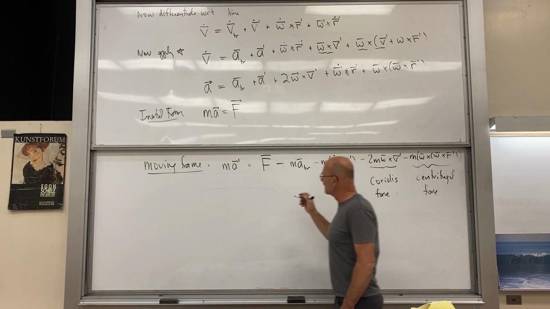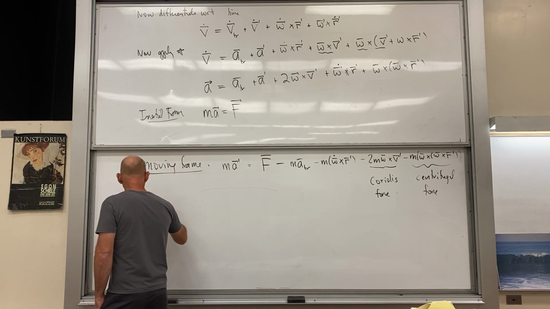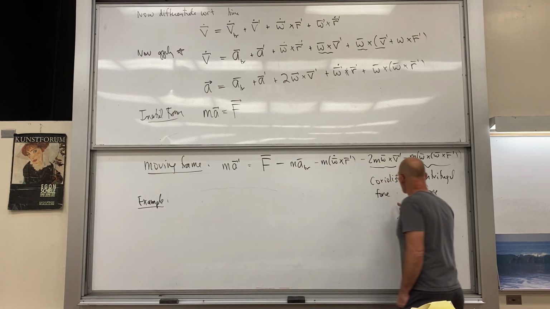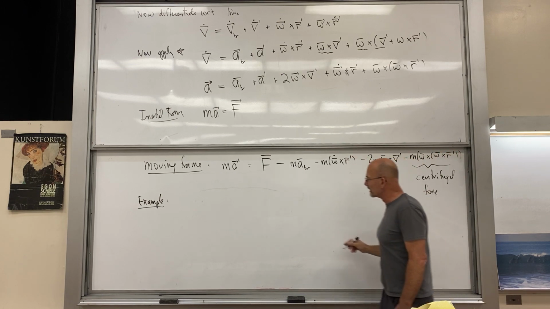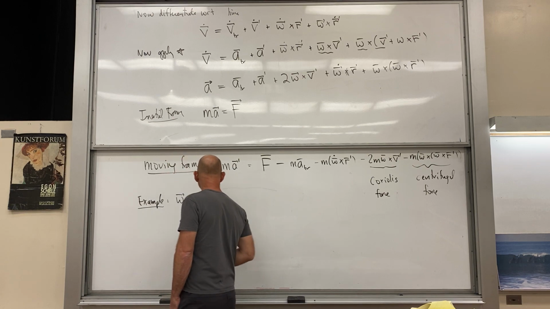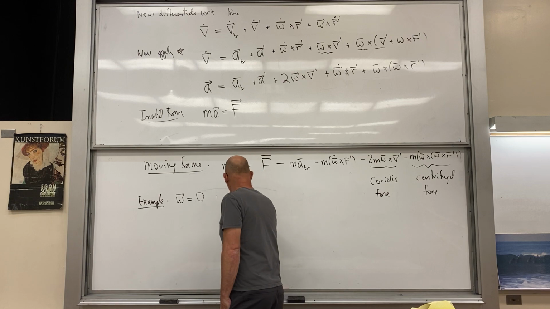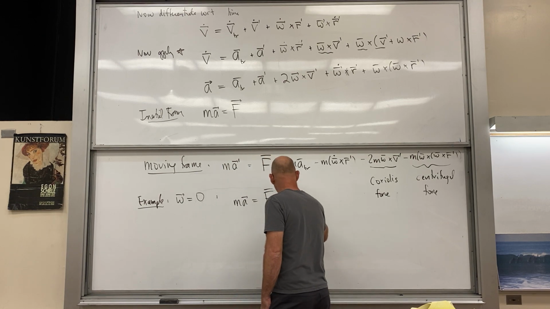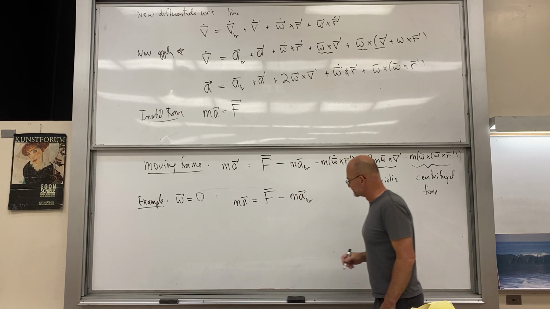So we better do a really simple example. In fact, we'll do the example where omega is equal to 0. That's going to get rid of all of these terms here. So no rotation at all. Then we're just left with mass times acceleration, F minus m, a translational acceleration.